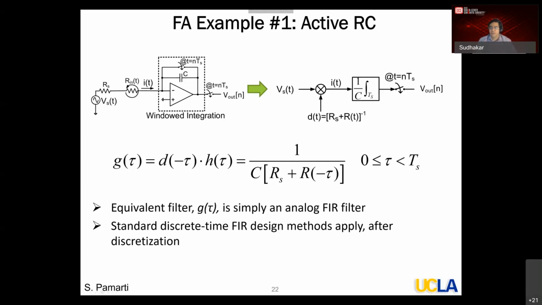This is analog FIR. Standard discrete time FIR design methods can be used. You can discretize this G of tau, and then you can choose what your R should be to get a very nice linear phase filter. How precisely you can control this filter is really only limited by how well you control R. And that's the basic idea. I'll give you an example.